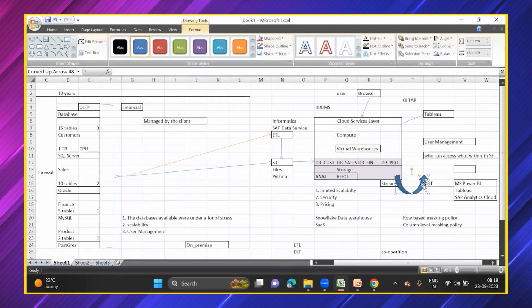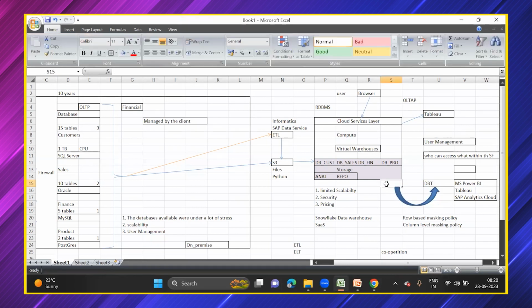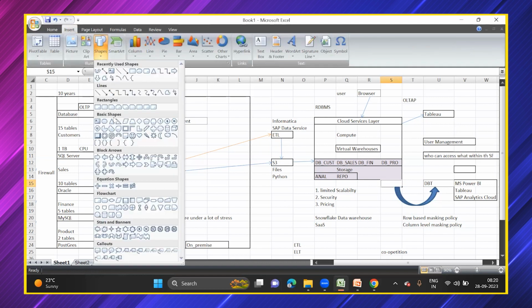So your DBT, one second. I will make it like this. I will just remove this frame to avoid any confusion. I will just tell you what it is going to do.